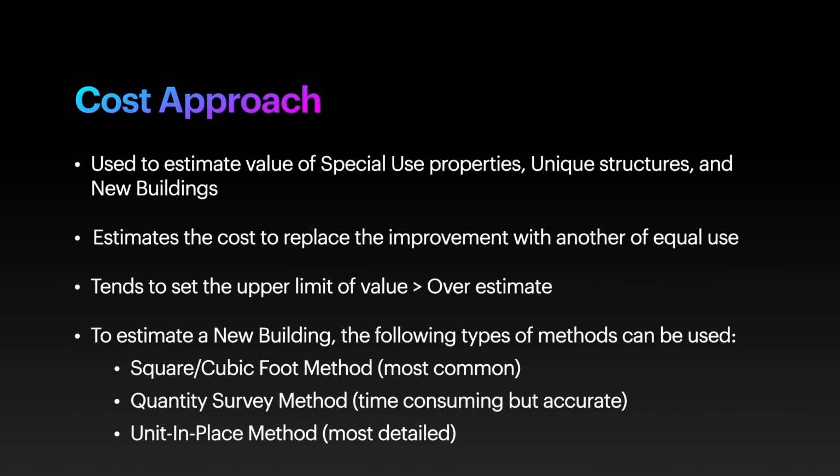So this approach tends to set the upper limit of value because since you're estimating cost, you're going to tend to overestimate that. So in the end, the value that you're setting here will probably be a little bit higher. And to estimate a new building, the following types of methods can also be used. So that'd be the square foot or cubic foot method, and this is the most common type. The quantity survey method, which is the most time consuming but accurate, or the unit in place method, which is the most detailed.